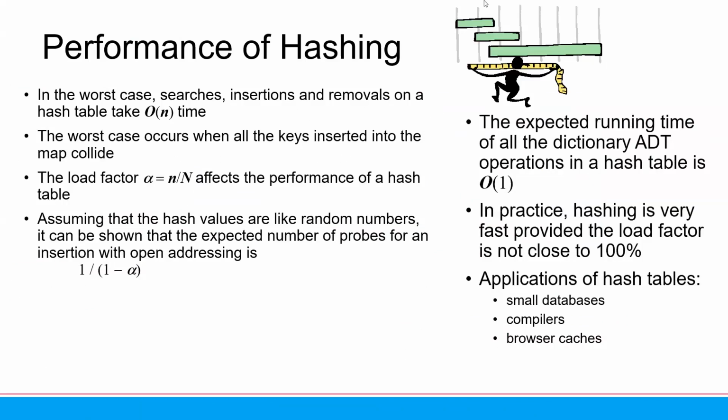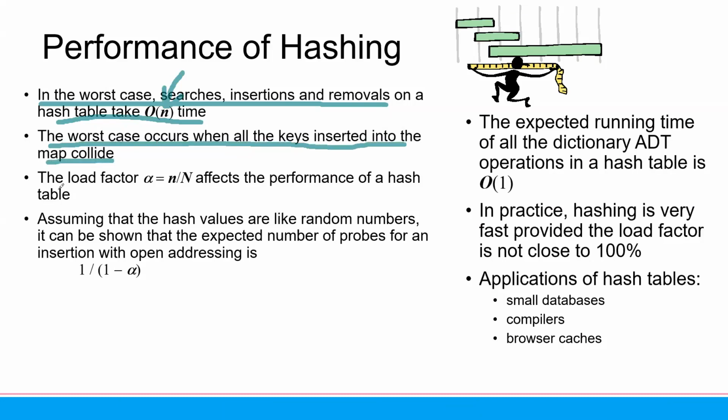What is the performance? In the case of hashing, in the worst case, search, insertion, and removals on a hash table take O(n) time. So if the data size is n, then the worst case will take O(n). The worst case occurs when all the keys inserted into the map collide. It means if there are a lot of collisions, then we will have O(n).